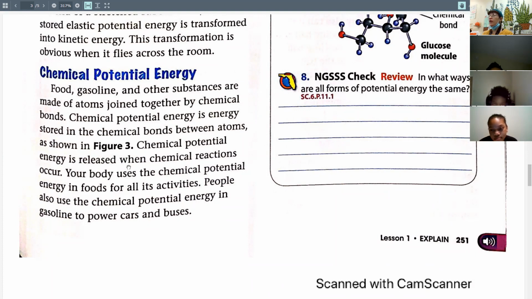All right, so listen. Food, gasoline, and other substances are made of atoms joined together by chemical bonds. Chemical potential energy is energy stored in chemical bonds between atoms. Chemical potential energy is released when chemical reactions occur. Your body uses the chemical potential energy in foods for all its activities. People also use chemical potential energy in gasoline to power cars and buses.